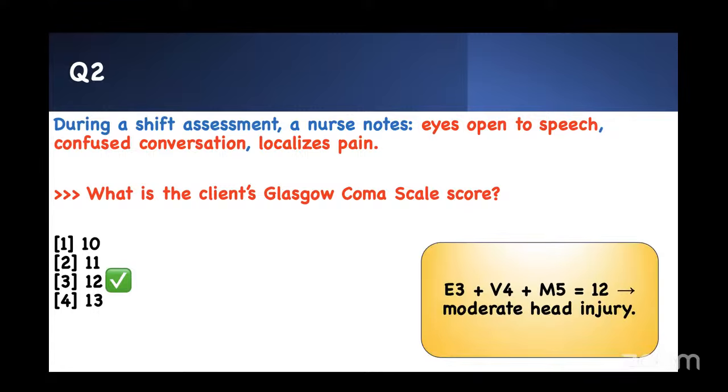E is 3 because opening the eyes to speech, not spontaneous. If you use no pen, sound good. And the verbal is confused conversation, which is 4. And then obey, localize, right? The patient obey, localize, that's the old burn. You get the total of 5 instead of 6. And that total will give you 12. This is the way you calculate the GCS.